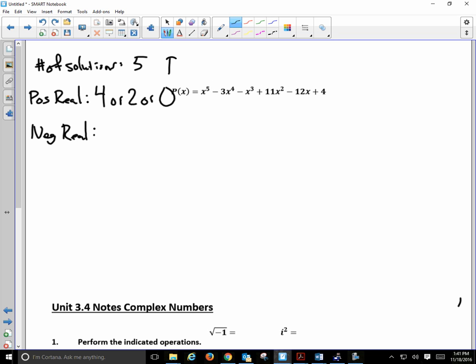I am now going to list p of negative x. If it's an odd power, does it change sign? Yes. So I have negative x to the 5th minus 3x to the 4th plus x to the 3rd plus 11x squared plus 12x plus 4. How many sign changes? 1. So this guarantees there's for sure 1 negative real solution, which is kind of neat. I mean, we'll see if that pops up in our work.